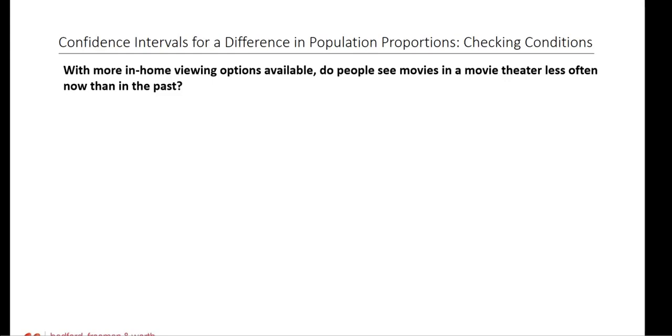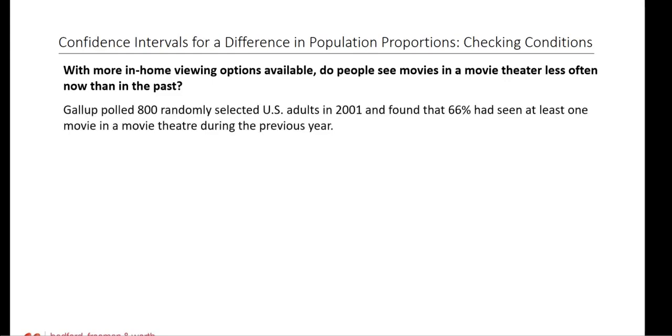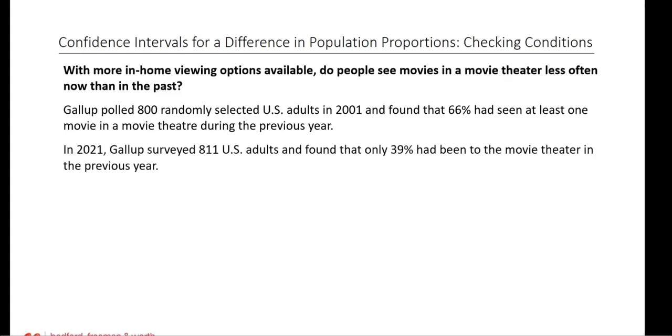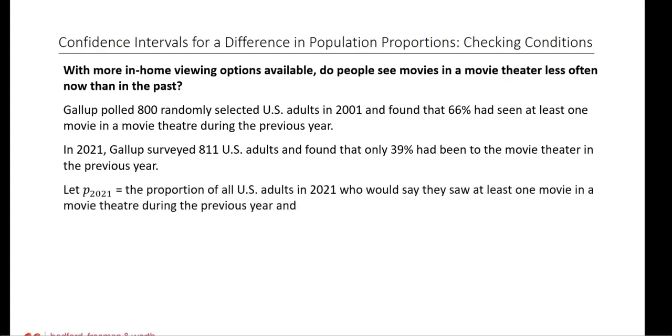Okay, so with more in-home viewing options, do people see movies in a movie theater less often now than in the past? I'm pretty sure that would be true. Gallup polled 800 randomly selected U.S. adults in 2001 and found that 66% had seen at least one movie in the movie theater throughout the whole year. So most people would see that. In 2021, they surveyed 800 U.S. adults and found that only 39% had been to a movie in the previous year. I wonder if COVID had an effect.